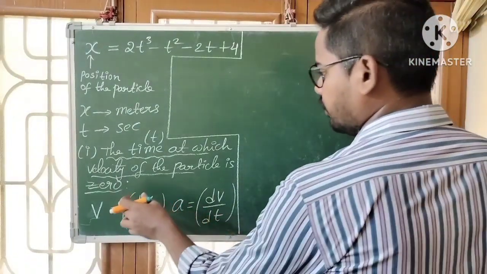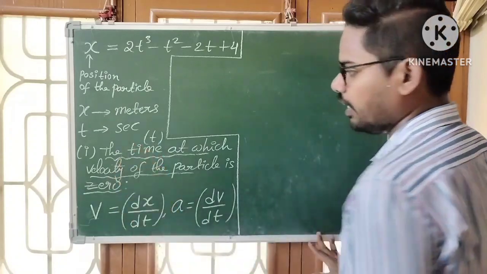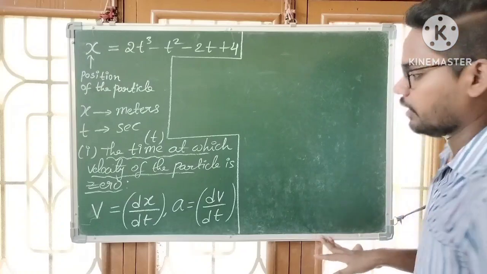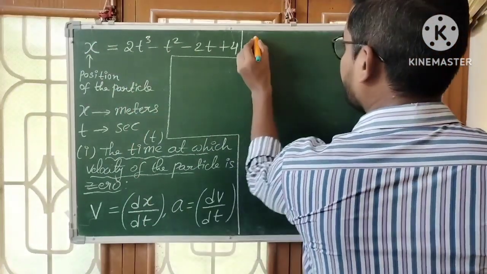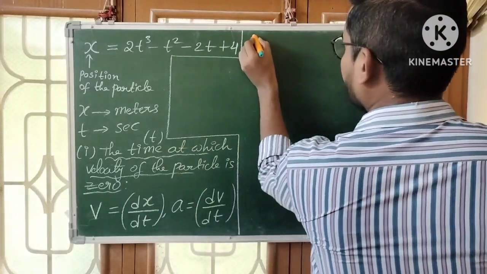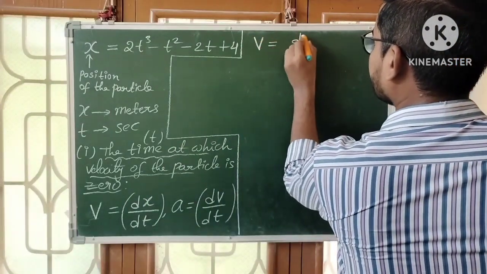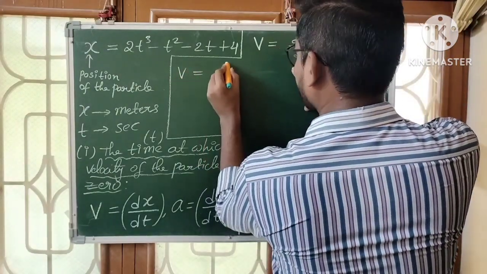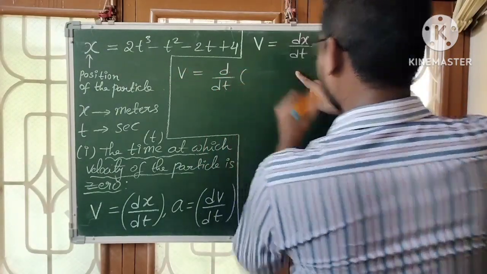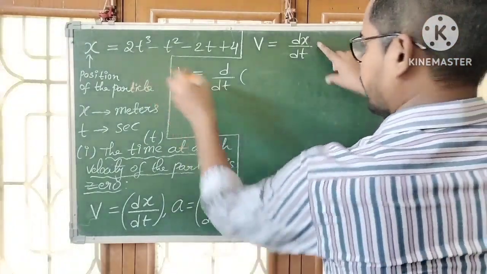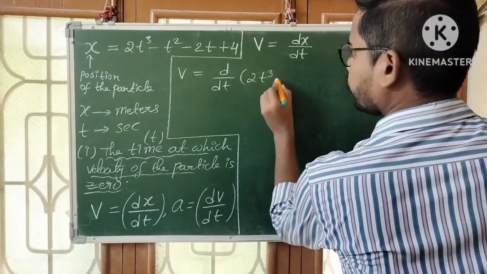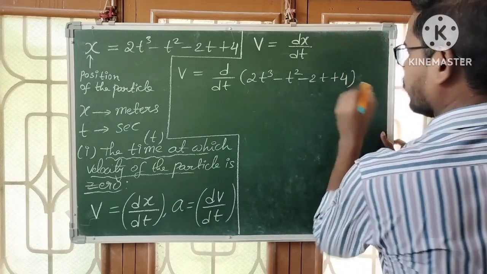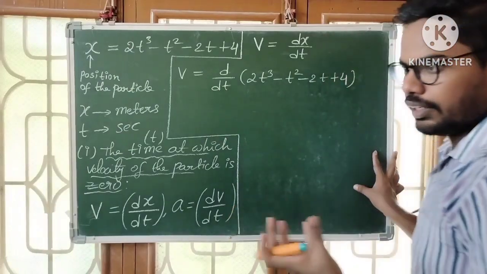First of all, here we need velocity as a function of time. We need an expression for velocity. We already have position. So what is the formula? v = dx/dt. So v = d/dt of x, where x = 2t³ − t² − 2t + 4. Okay, so now apply the derivative concepts.